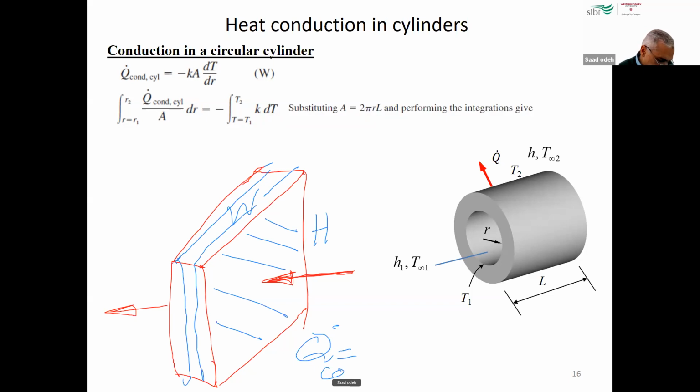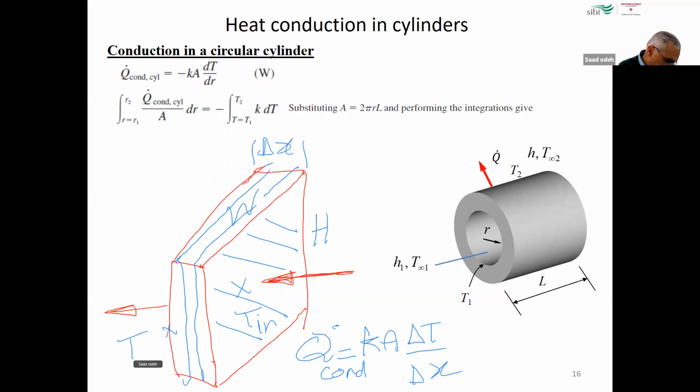So this is for a flat surface, and we said to find the Q dot for the conduction, Q conduction is equal to kA multiplied by delta T, divided by the thickness of the wall, which is delta X. The delta T is the difference between temperatures, for example T in and T out. Okay, it's clear. So we said that this is the general equation for heat conduction through walls.